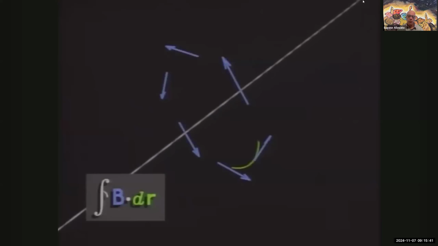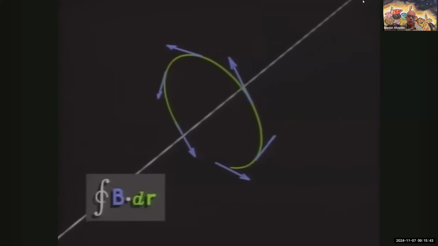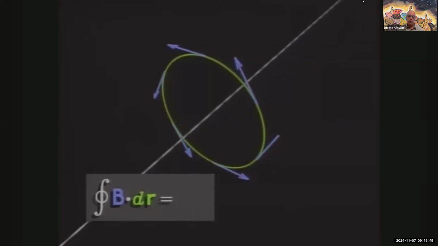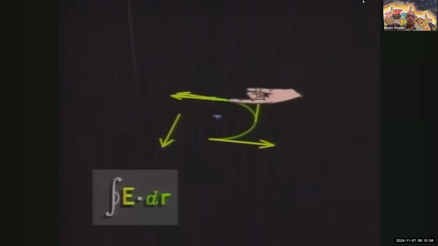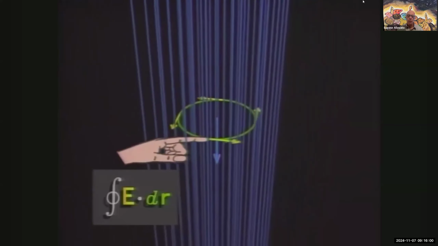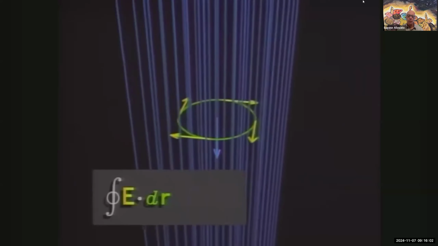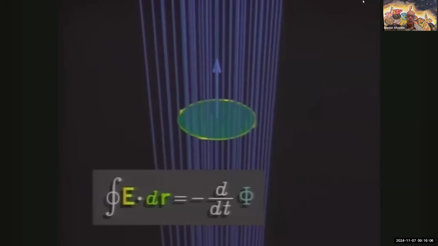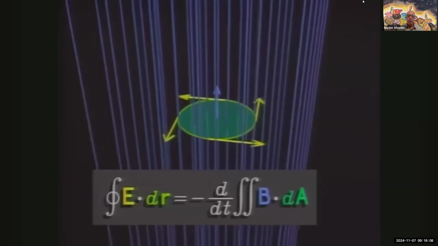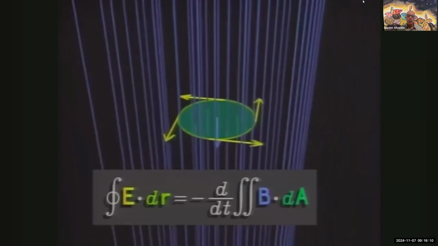The circulation of magnetic field around any closed path is equal to mu naught times the electric current passing through that path. This is Ampere's law. The circulation of electric field around any closed path is equal to minus the rate of change of magnetic flux through that path. This is Faraday's law of electromagnetic induction.